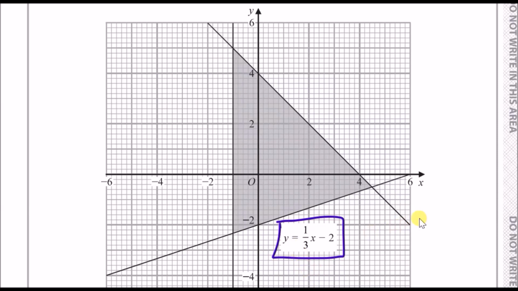Now to do this one comfortably, my personal tip is to firstly forget the inequalities for a second and try and define the lines, yeah? So let's look at this diagonal line starting from over here. So this line going here.